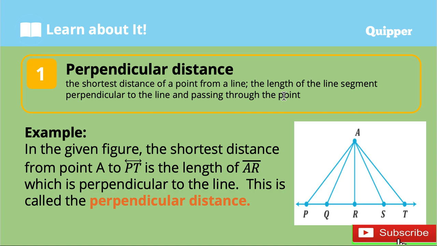Take note that a line is said to be perpendicular to another line if the two lines intersect at a right angle. For example, to find the distance from a point to a line, we are going to identify the shortest distance from point A to line PT. Here, the length of line segment AR is the shortest distance and it is perpendicular to line PT. This distance is what we call the perpendicular distance.